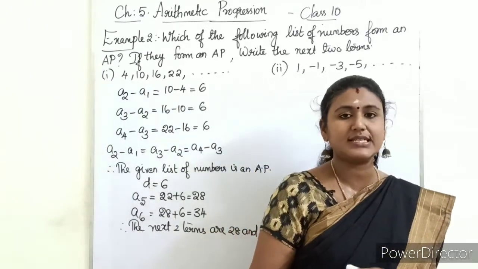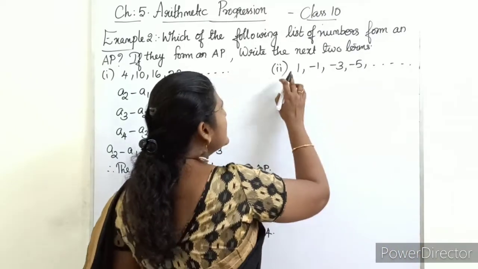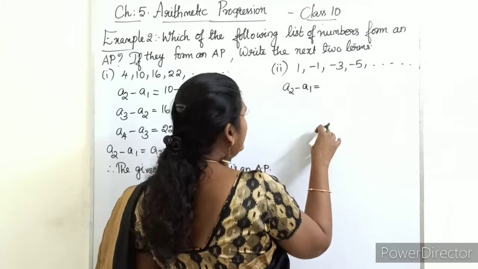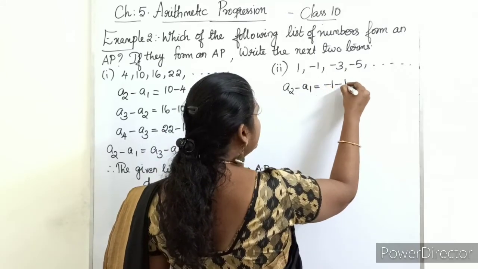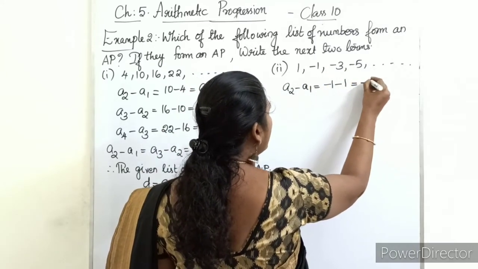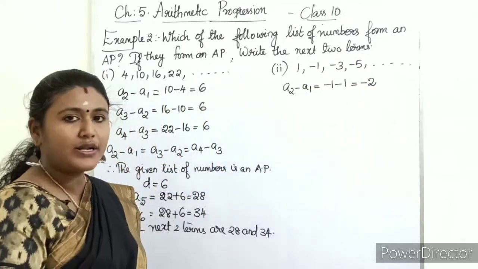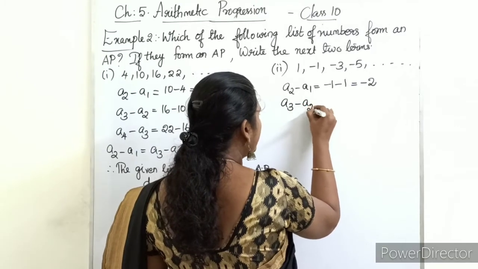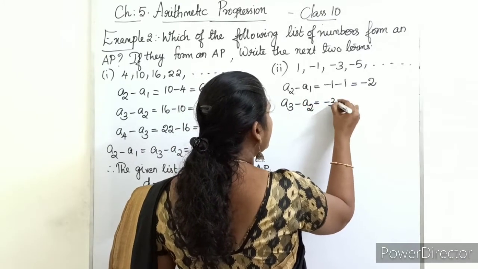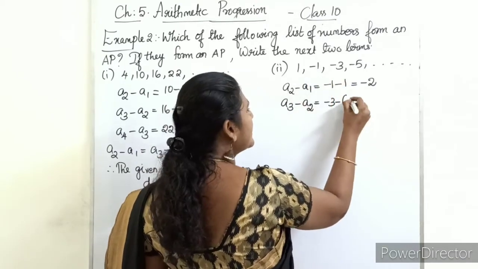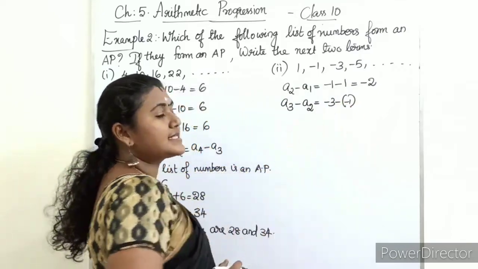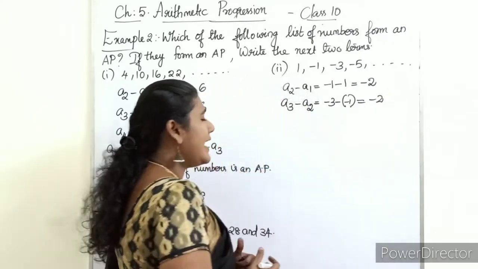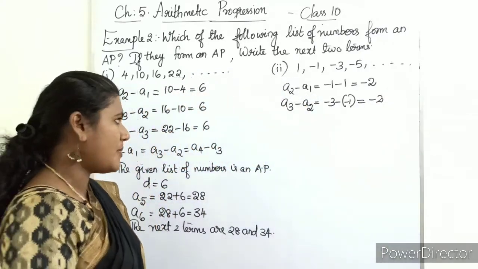Okay, similarly for the next question we have to check whether the given list of numbers is an AP or not. So first we will take A2 minus A1, we will calculate the difference. So minus 1 minus 1, so what is its answer? Minus 2. Okay, so we got the difference minus 2. Similarly, we will calculate A3 minus A2. That is minus 3 minus of A2 which is minus 1. That is minus 3 plus 1, which is minus 2. So we got A3 minus A2 is also minus 2.